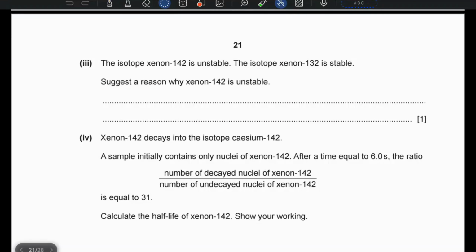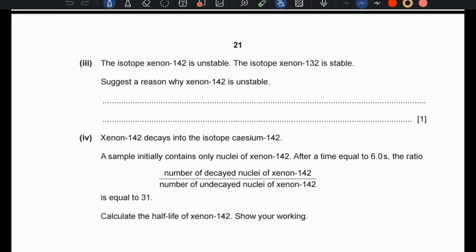Where they ask: the isotope xenon-142 is unstable, the isotope xenon-132 is stable. Suggest a reason why xenon-142 is unstable. Okay, one way to explain this is using binding energy.